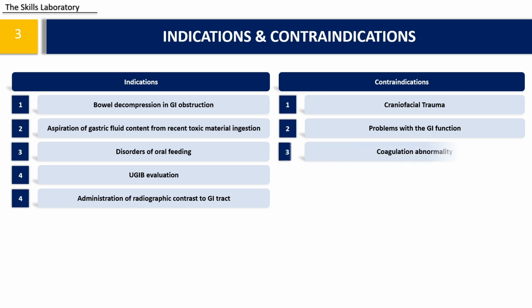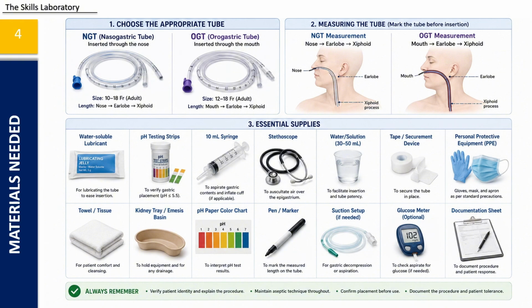Okay? And lastly, those patients with coagulation abnormality. Because again, if the patient has a coagulation abnormality, the patient is prone to bleeding upon trauma to the different varices or to GI tract perforations. Okay, so those are the very important indications and contraindications of your NGT and OGT insertion. So, what are the materials needed?